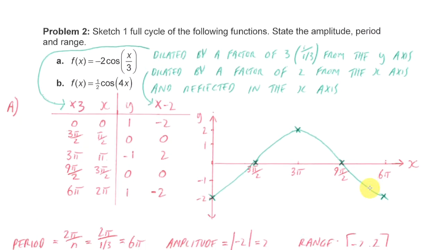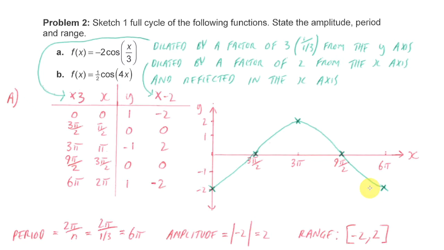Now we're looking at cosine. We're going to use a very similar approach. So the first function here is a. So we've got f of x equaling negative 2 cos of x on 3. So our critical x values are the same: 0, pi on 2, pi, 3 pi on 2, 2 pi.